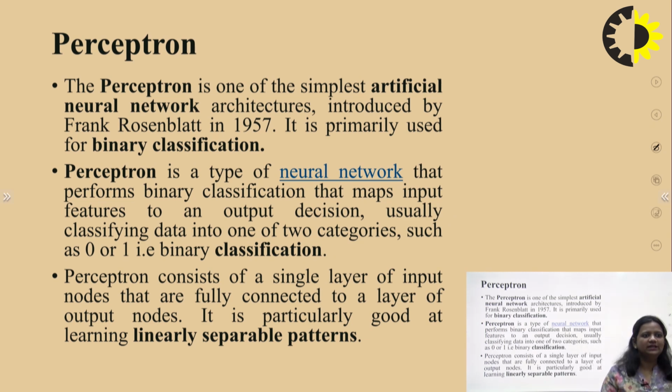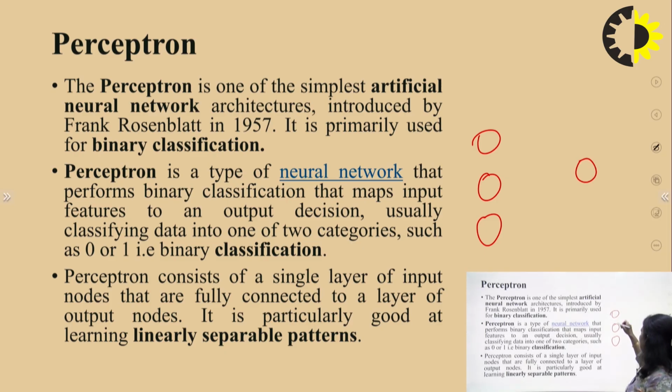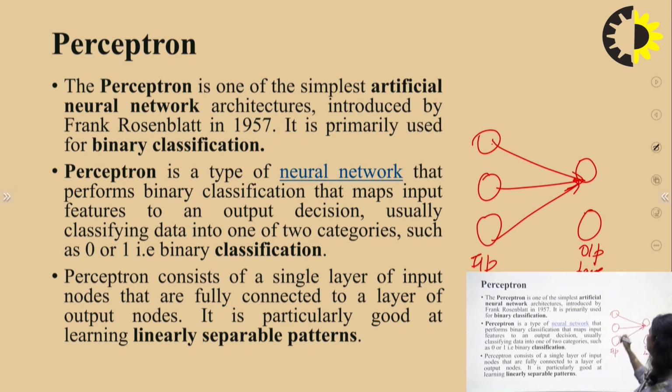Perceptron consists of a single layer of input nodes that are fully connected to a layer of output nodes. As we already discussed the concept of the input layer, these are some nodes in the input layer and this is the output layer. Every node in the input layer is connected to every node in the output layer. So the network is fully connected.